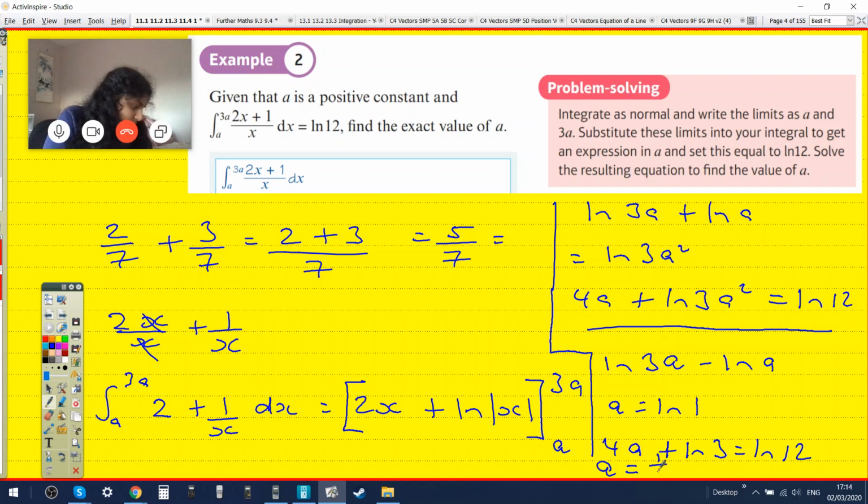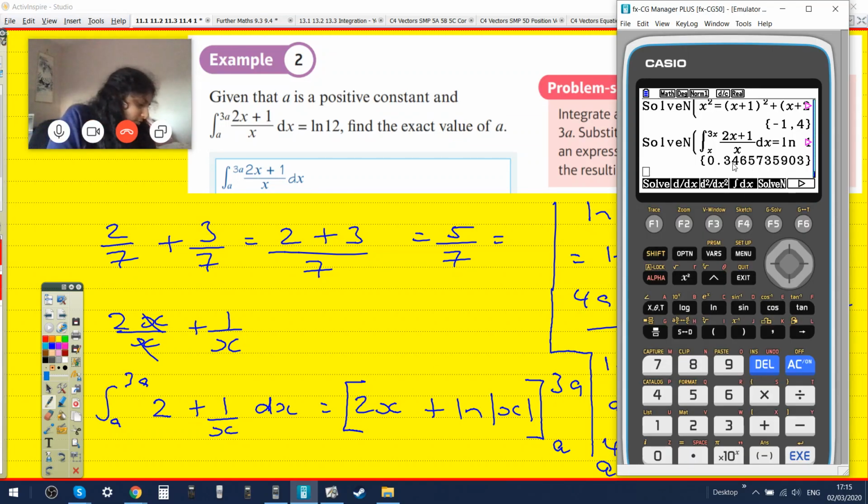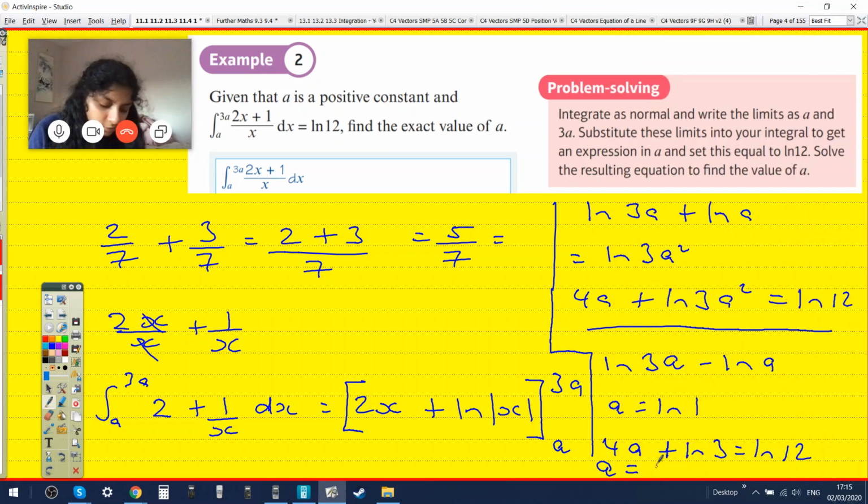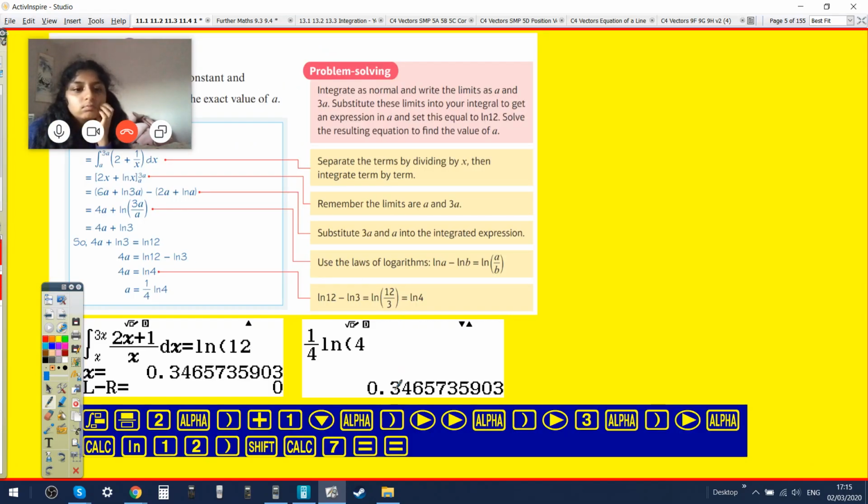I got 0.3466, and let me go back to my thing. Is it this one? I don't know what the exact value would be. It would just be ln 4 over 4. Yeah, and I'll write it as a quarter ln 4, just so we know that this is the number that's not interfering with it. A quarter ln 4. Great.